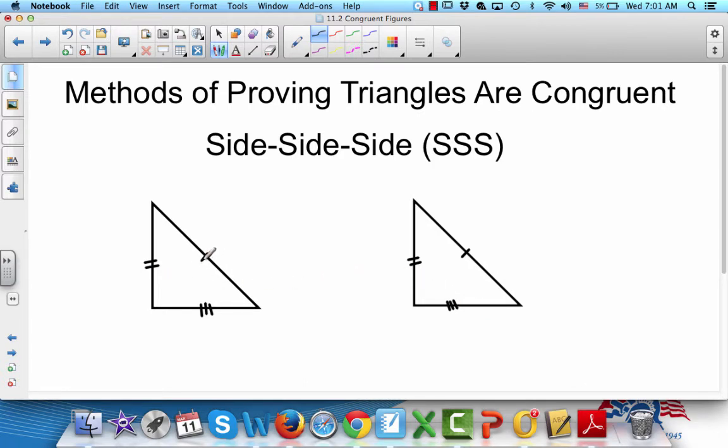So we've got one tick mark here, one tick mark here, two ticks here, two ticks here, three ticks here, and three ticks here. That means all the sides are equal, so that means those two triangles are congruent.